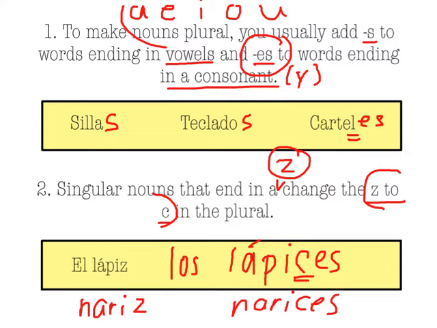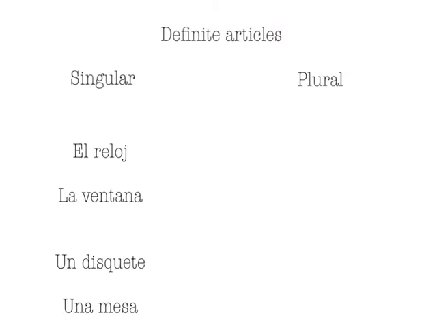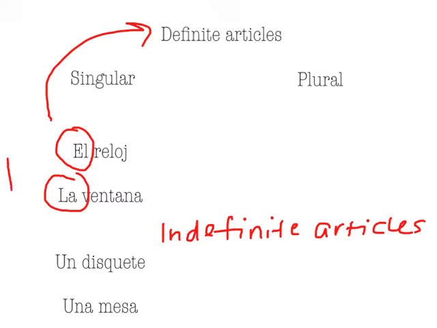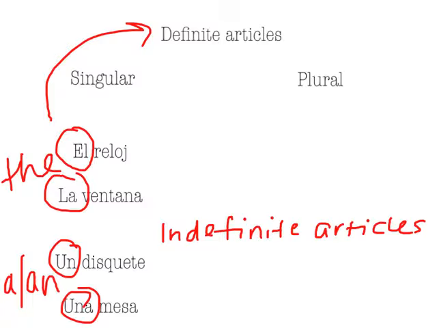Please go ahead and make sure you have these two rules written down, along with at least one example for each: a consonant, a vowel, and a Z. And then we'll go on to the next page, and we're going to talk about articles. So you'll remember that el and la are your definite articles. Sorry, I should say indefinite articles here. Your indefinite articles are un and una. Now remember, el and la mean the, and un and una mean a or an.